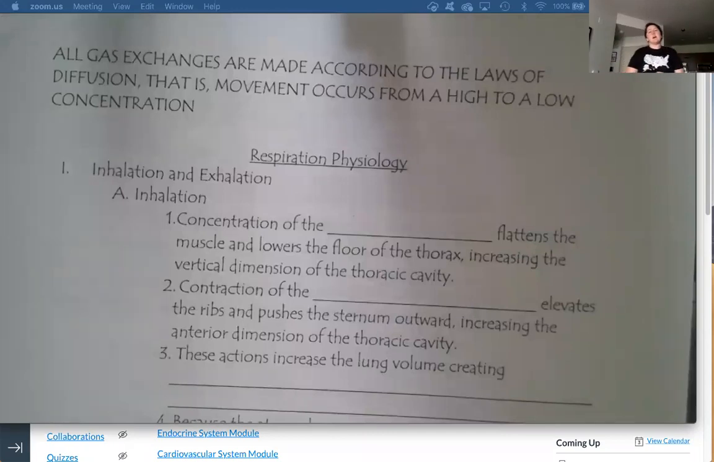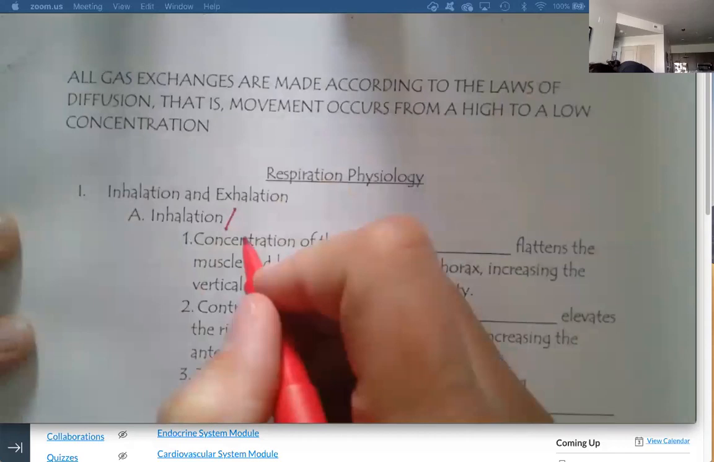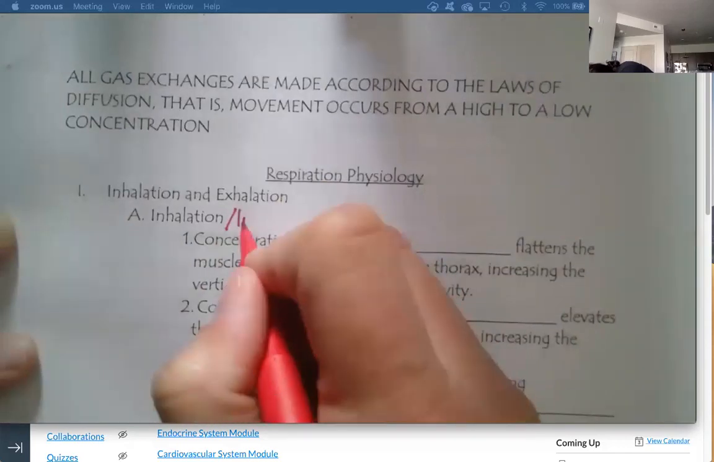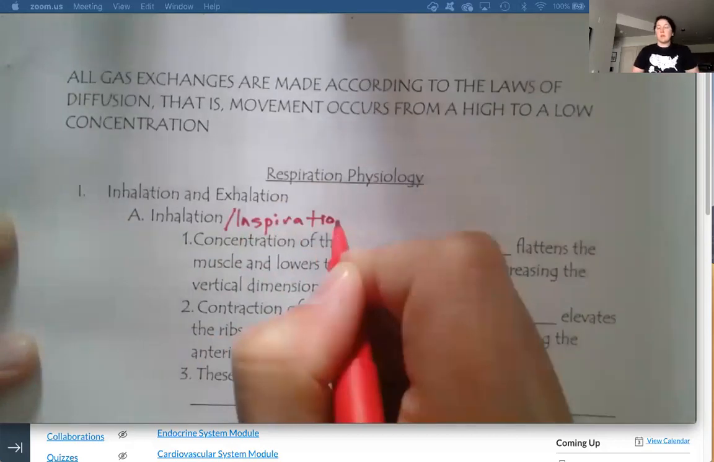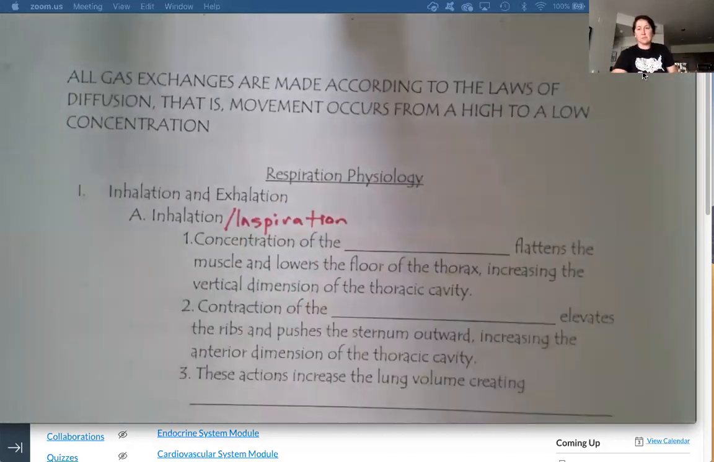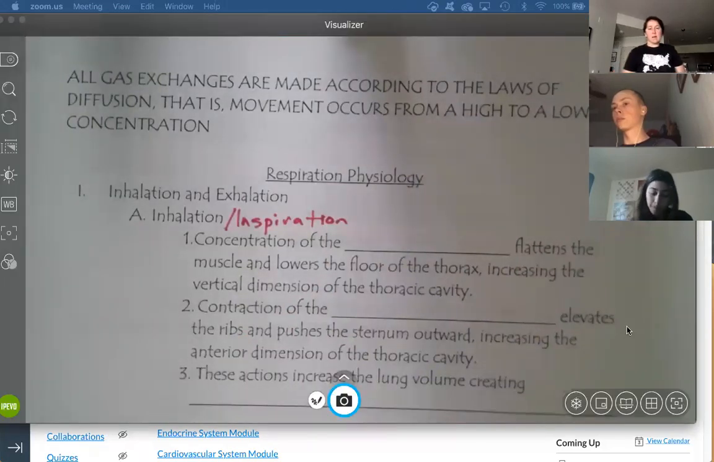So now let's go into the respiratory physiology of it all. We're going to talk about, first off, breathing. How you actually breathe. It's called inhalation or inspiration. You'll also hear it called inspiration, and exhalation. Inspiration. Same thing.